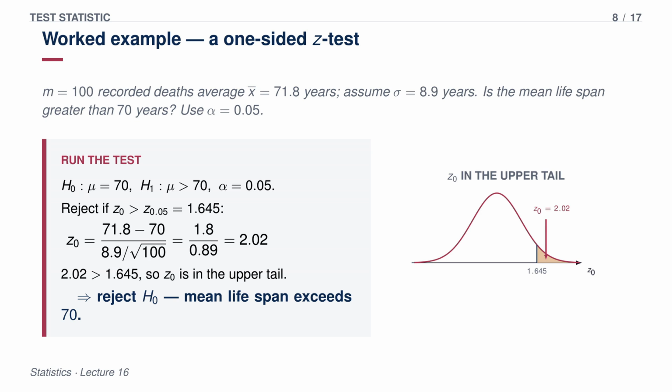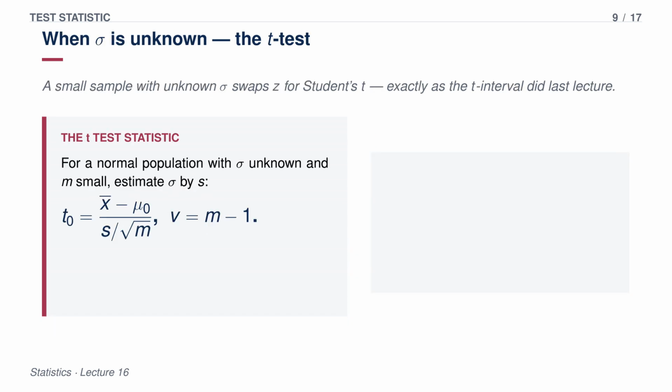And 2.02 clears 1.645. So reject H-naught. The mean lifespan really does exceed 70 years. Same story as last lecture.